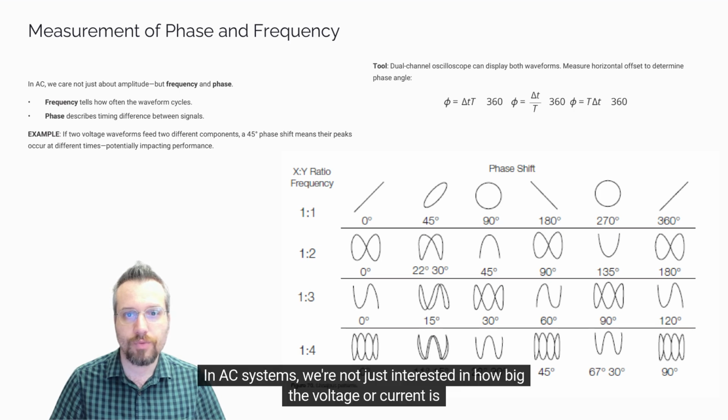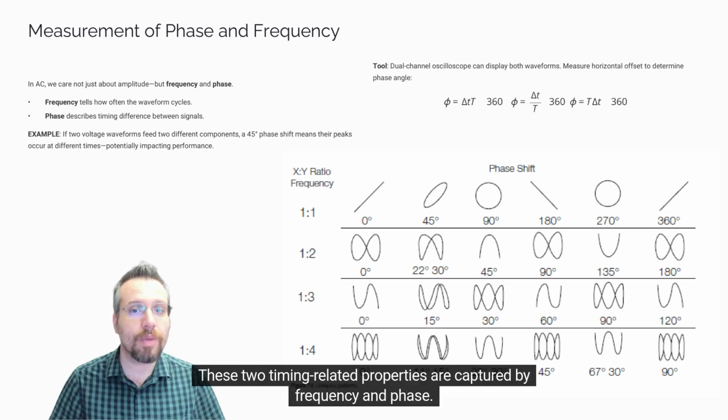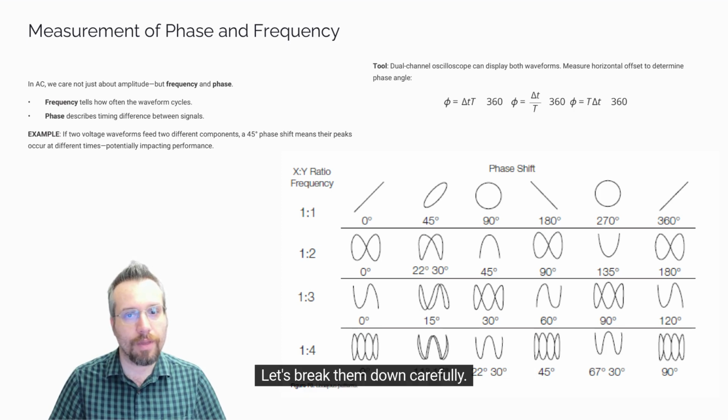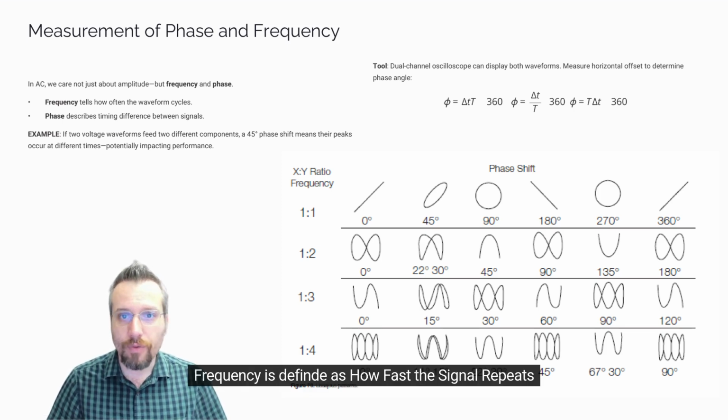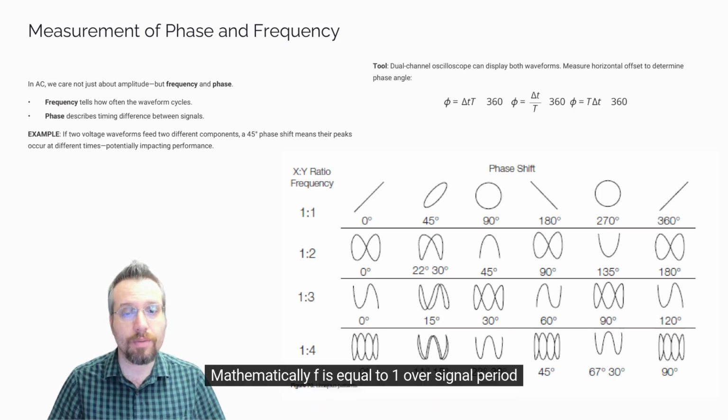In AC systems, we're not just interested in how big the voltage or current is. We also care about when it rises and falls and how fast it oscillates. These two timing-related properties are captured by frequency and phase. Let's break them down carefully. Frequency is defined as how fast the signal repeats. Frequency, denoted by F, tells us how many times per second a waveform completes one full cycle. Mathematically, F is equal to 1 over the signal period.